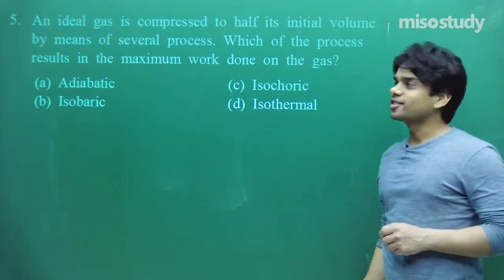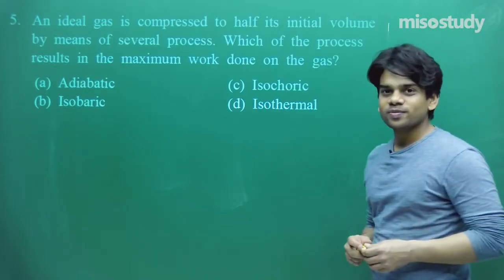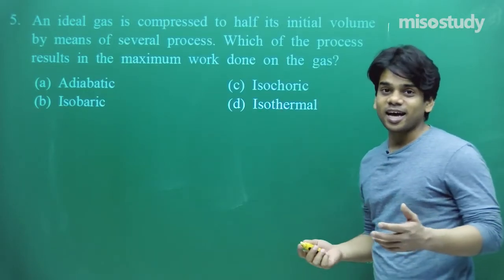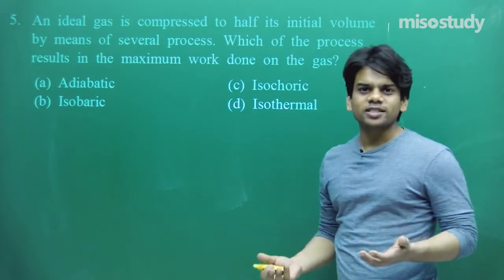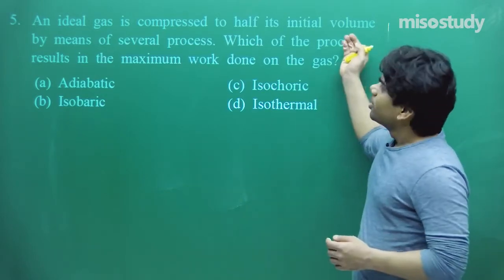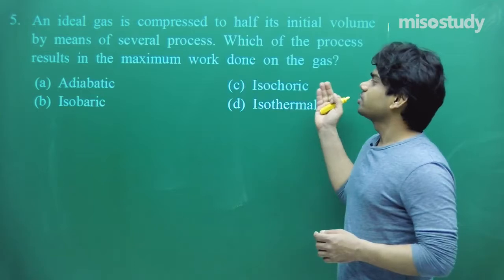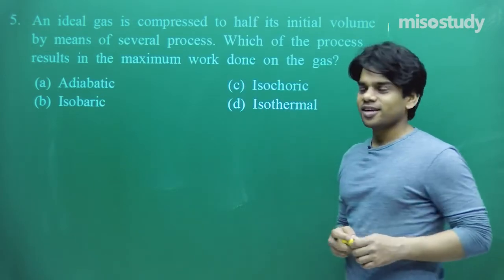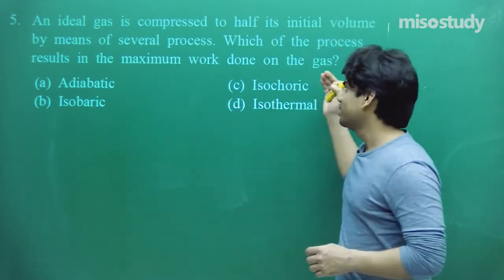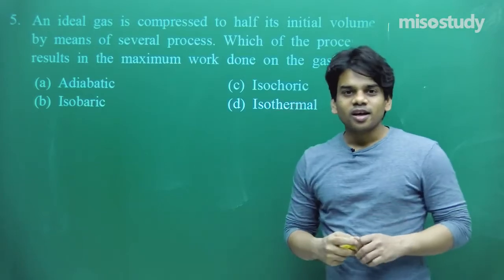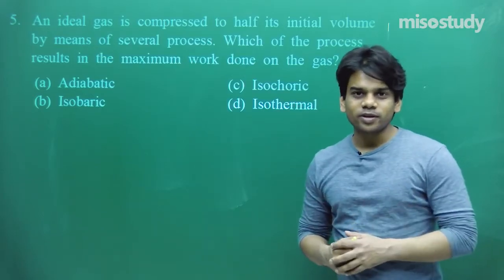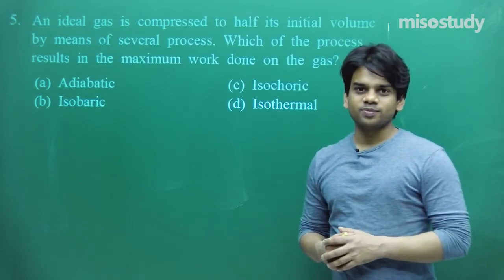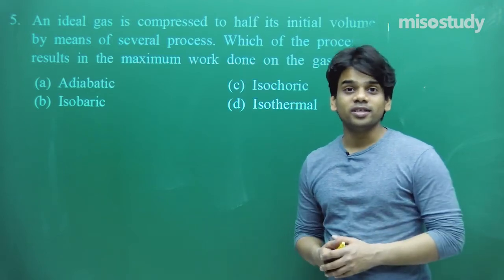An ideal gas is compressed to half its initial volume by means of several processes. Which of the processes result in maximum work done on the gas? A, adiabatic, B, isobaric, C, isochoric, D, isothermal. Now I have told you the equation to evaluate the work done in each of the processes, but here you need not worry about the equation.